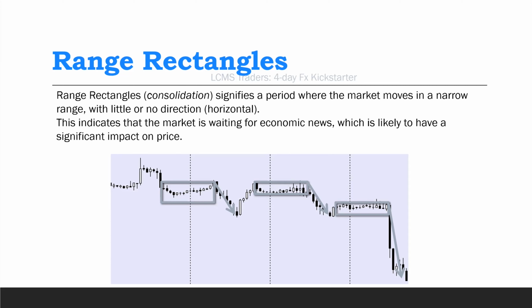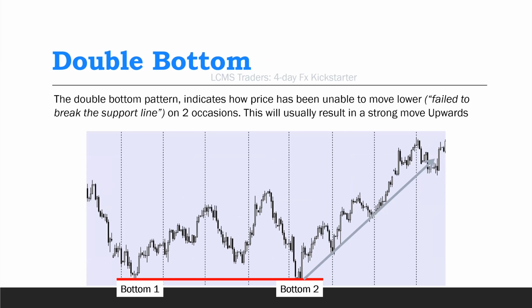So that's range rectangles. Why I use this is it's easy to identify. It's straightforward. Everyone can draw a rectangle. It's not hard to draw. The next thing I use are also the double bottoms. The double bottom indicates how price has been unable to move lower. It hits the bottom once, bounces up, hits again, bounces up. And at that point, if something has hit the bottom twice, most likely we're going to see a continuation upwards, a move upwards. And it's possibly going to be a strong move upwards.